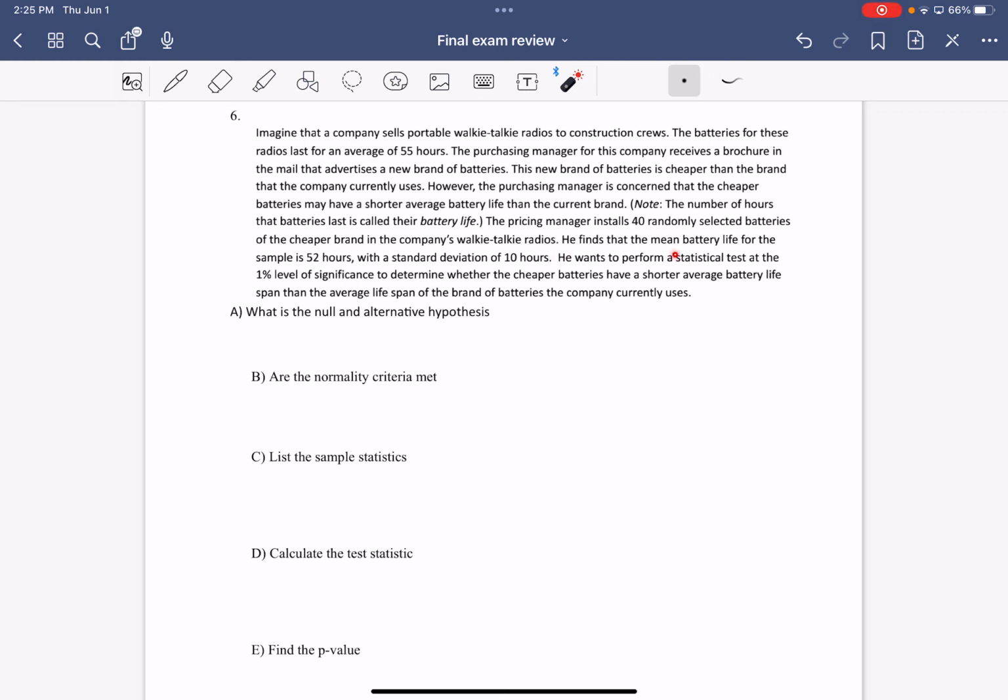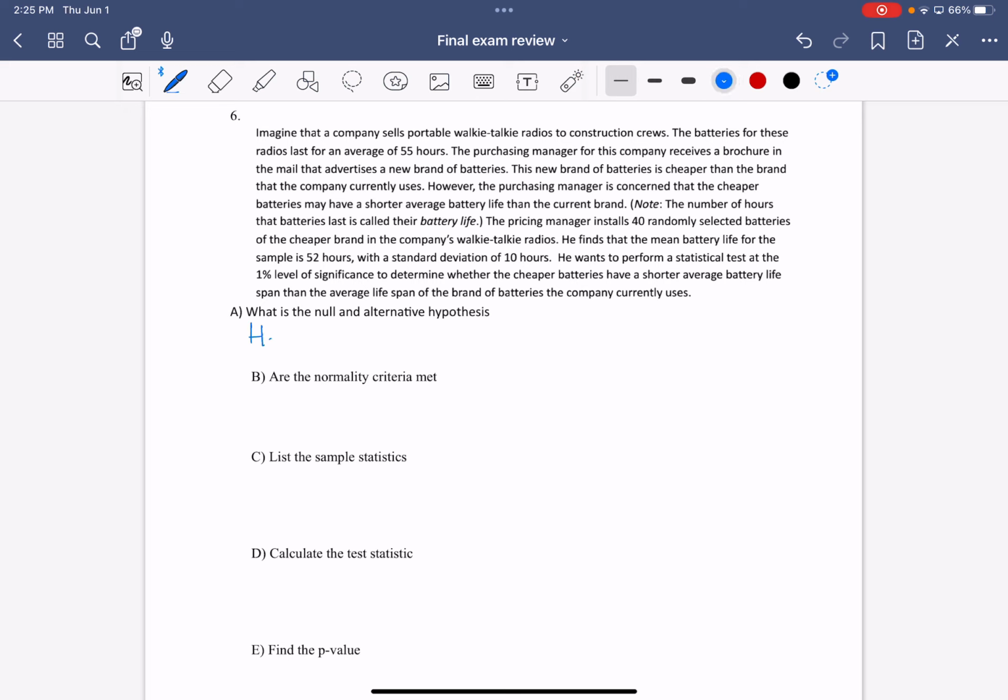He finds that the mean battery life for the sample is 52 hours, with a standard deviation of 10 hours. He wants to perform a statistical test at the 1% level of significance to determine whether the cheaper batteries have a shorter average battery lifespan than the average lifespan of the brand of batteries the company currently uses. Part A, the null and alternative hypotheses.